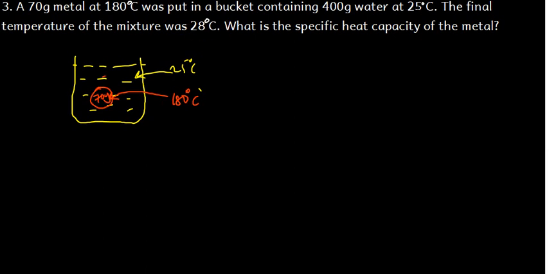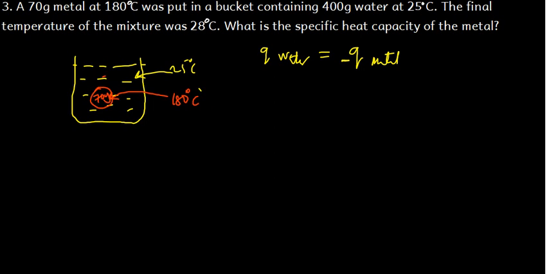Now what you need to know is that energy is never made or destroyed. It can only be converted. So that means the energy of the water should be equal to the energy of the metal. Now because the metal is losing, we are going to put negative. That is why the temperature has changed from 180 to the final temperature, like the water and the metal, they are all going to be at 28. So that is why the metal has lost, so we have put a negative in front.